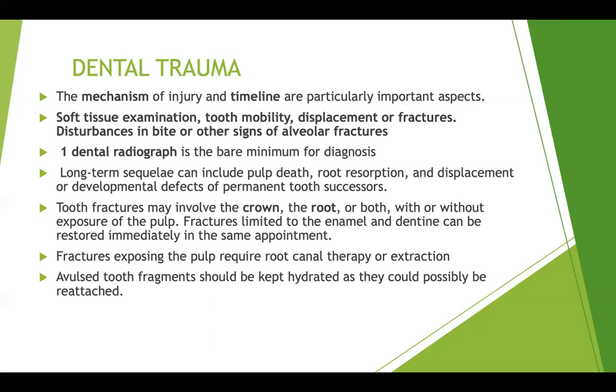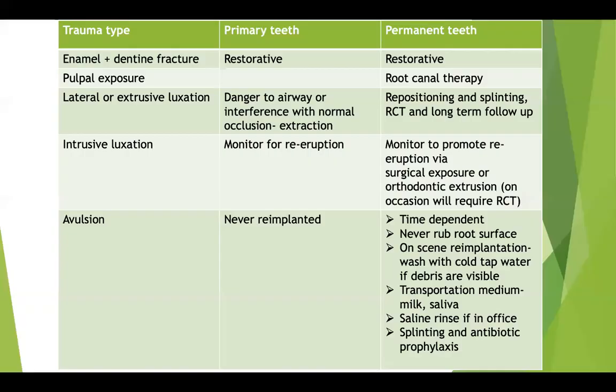Now, the long-term sequelae that could happen in an event of dental trauma, when a child or an elderly person hits the tooth, could be pulp death and root resorption. It could affect the permanent tooth successors, with displacement or developmental defects in them. Tooth fractures can involve either the crown alone, the root alone, or the crown and root, with or without pulpal exposure, so you also have to examine for that. Fractures limited to the enamel and dentine can be restored immediately in the same appointment to decrease any sensitivity for the patient, as long as the pulp, the nerve, is not visible. Fractures exposing the pulp require root canal therapy or extraction, and avulsed tooth fragments should be kept hydrated as they could possibly be reattached. We're going to talk a little bit more about that.